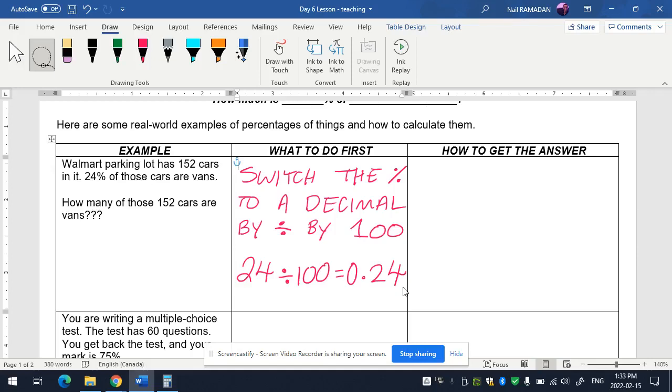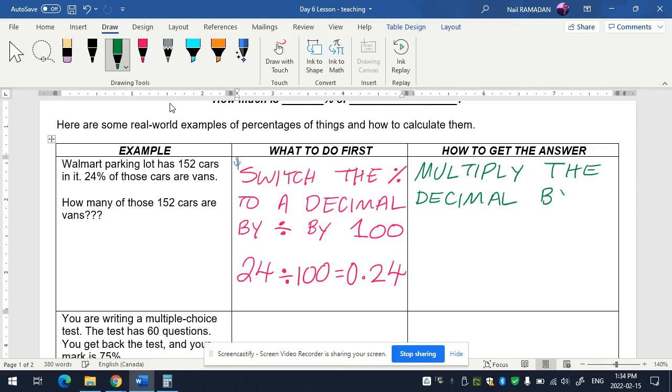What's my next step? Take this number and multiply it by the number of total things, which apparently is the 152 cars outside in the parking lot. So number two is, I'm going to write it in green because it's our last step. Multiply. Always remember this: divide first, multiply second. Multiply the decimal by the number of cars.